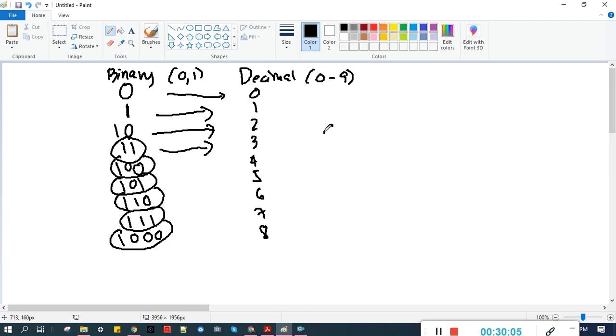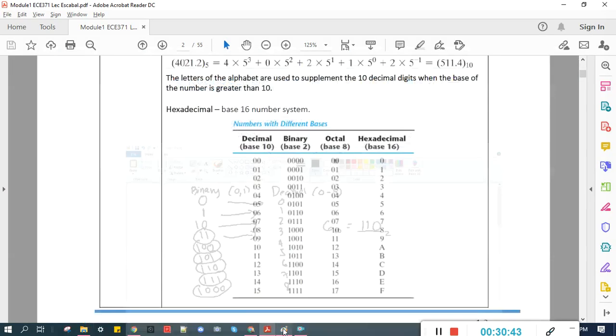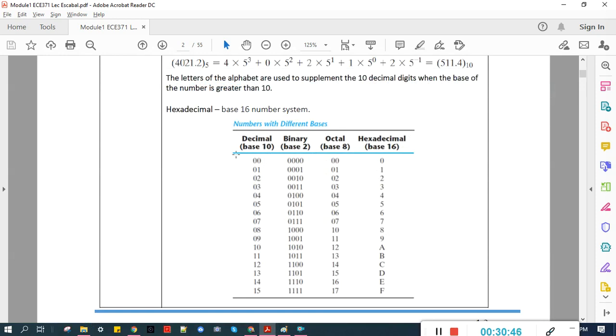For example, 6 base 10 is equal to what in binary? It's 110 in binary. You can check with your calculator. It has number system conversion with your FX991 ES Plus calculator. Try to explore how to do number conversion with your calculators. So memorize this table.